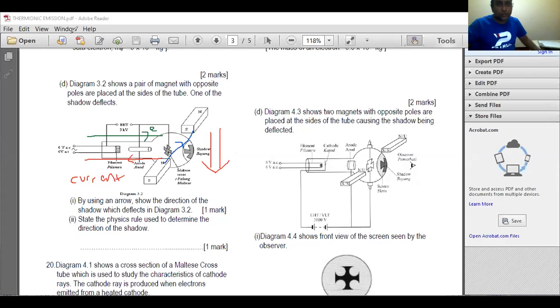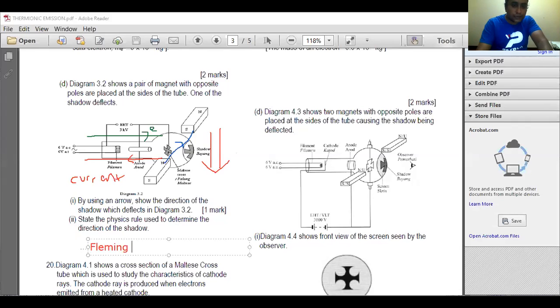So state the physics rule. So Fleming left hand rule. Okay, so Fleming left hand rule.